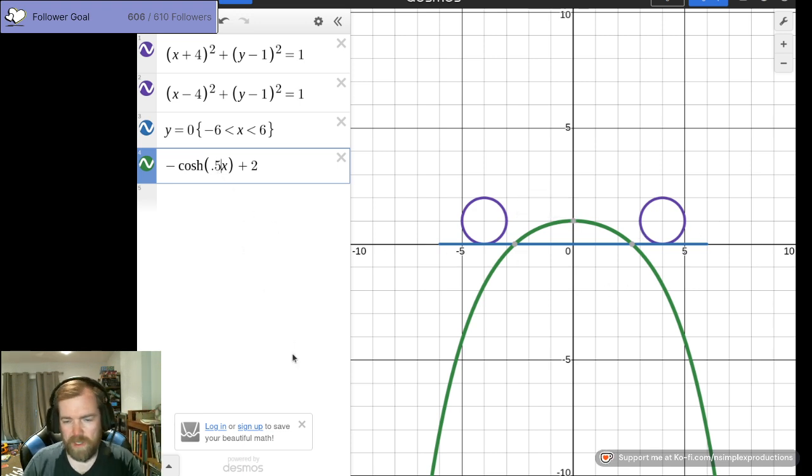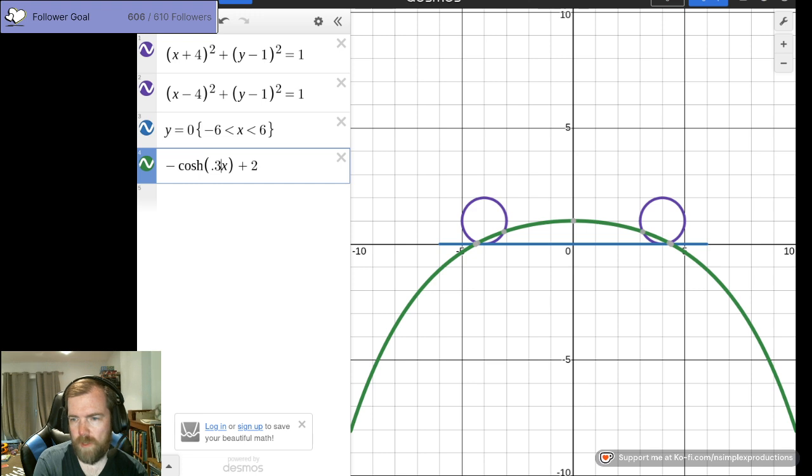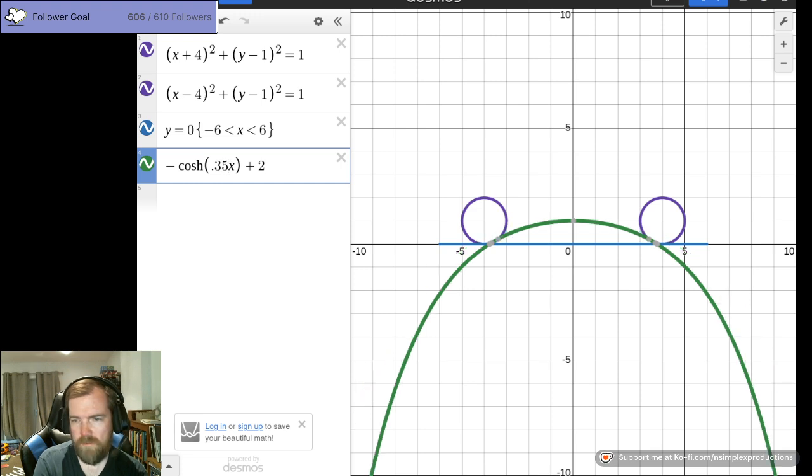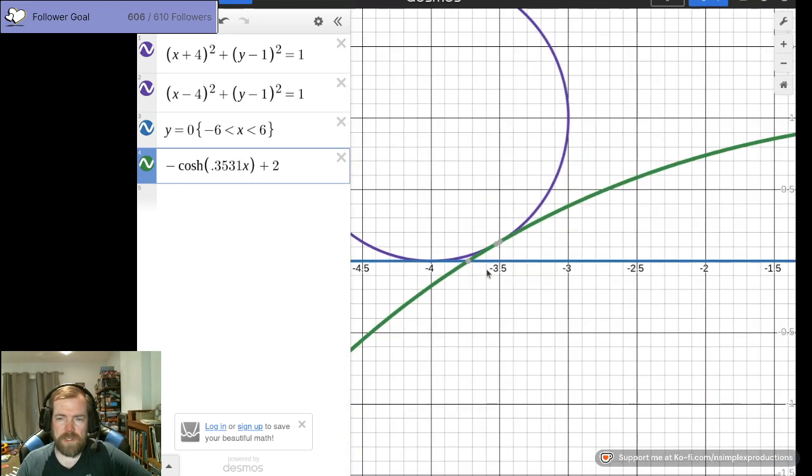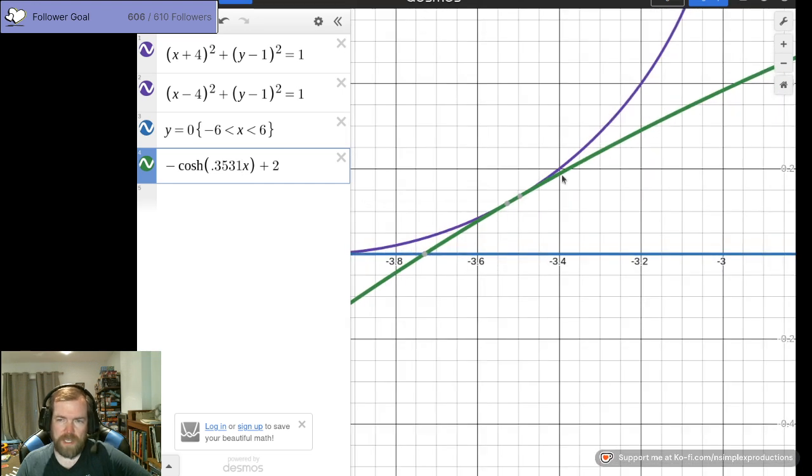So if we do, again, 0.5, 0.4, 0.3, 0.35, 0.36, 0.58, 0.7, 0.5, 0.4, 0.3. Okay, so somewhere around here, we get pretty close to tangent against those circles. And so at some point this is just going to go up and look like a continuous, almost straight line until it goes into the next one.